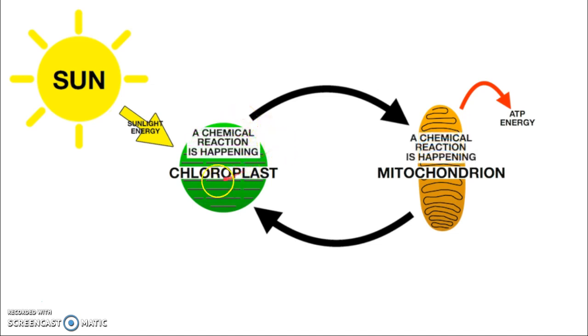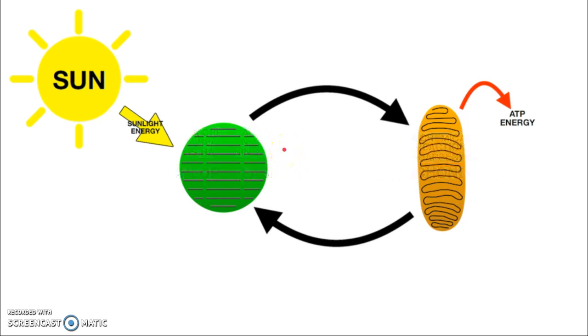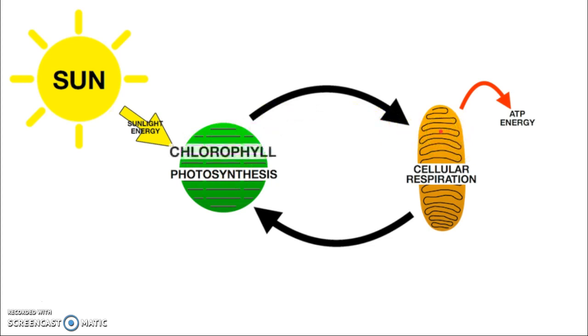So in the chloroplast and the mitochondrion, a chemical reaction is happening. In the chloroplast, photosynthesis is happening. In the mitochondrion, cellular respiration is happening. In the chloroplast, there's things called chlorophylls. These are green pigments that give the chloroplast its green color.